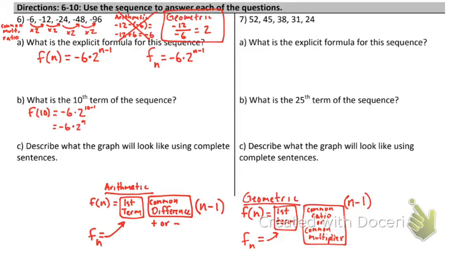All right, I got to take my calculator out because that's going to be a big number. So 2 to the 9th power is going to equal -6 times 512. Okay, almost done. So now the 10th term is going to equal 512 times -6. That's going to give me -3072. So we just found the 10th term in our sequence.